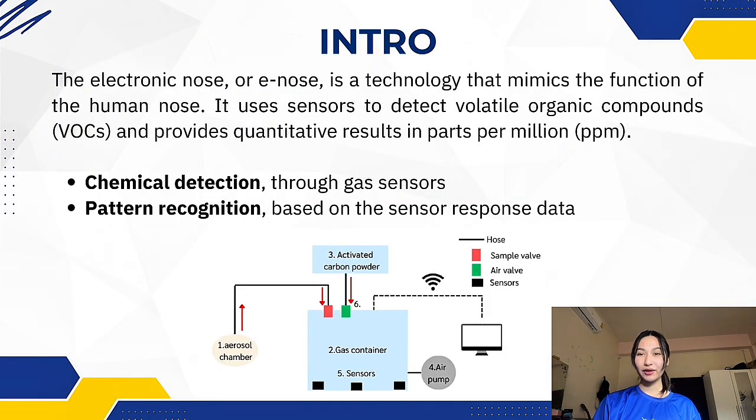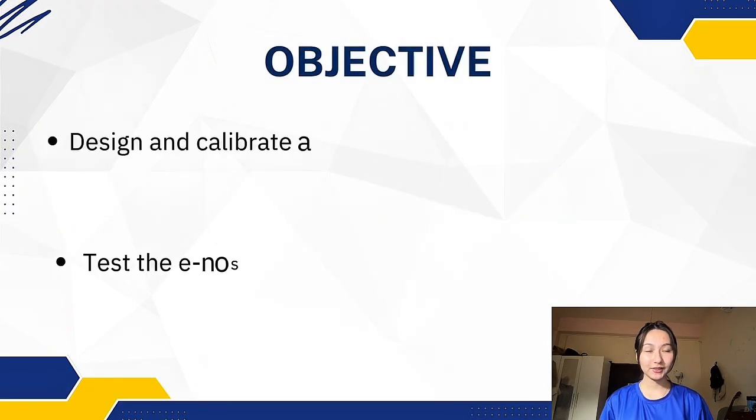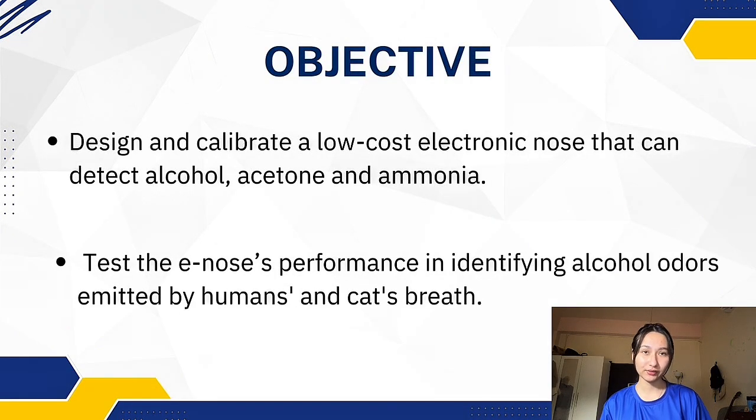The electronic nose, or eNose, is a technology that mimics the function of the human nose. It uses sensors to detect volatile organic compounds and provides quantitative results in parts per million. The system consists of two main components, chemical detection and pattern recognition. The objective is to design and calibrate a low-cost electronic nose that can detect alcohol, acetone, and ammonia, and test the eNose performance in identifying alcohol odors emitted by humans and cat breath.